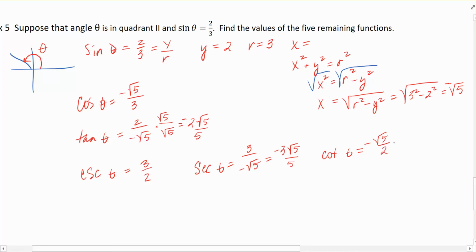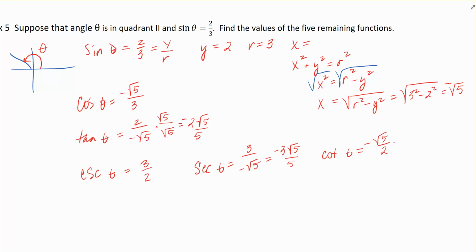So we have cosine, which ends up being negative square root of 5 over 3. We have tangent, which is negative 2 square roots of 5 over 5. We have cosecant, which is 3/2, secant, which is negative 3 square roots of 5 over 5, and cotangent, which is negative square root of 5 over 2.